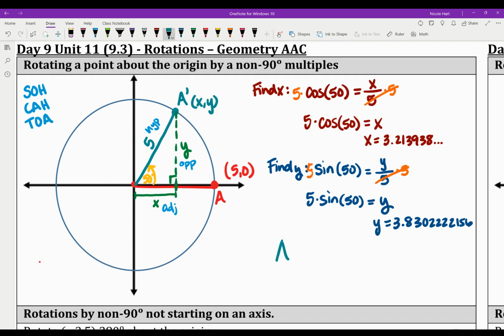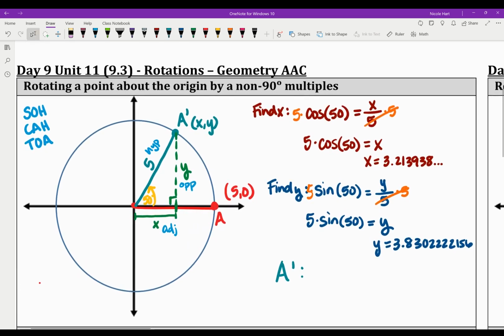So A prime is the point we are trying to find. The last thing you want to double check is what quadrant is your new point in? Are you in the first quadrant, second, third, or fourth? We have to remember our signs. Are they positive or are they negative for x and y in that quadrant? So as a quick reminder, in quadrant 1, which is the upper right quadrant, we get positive and positive.